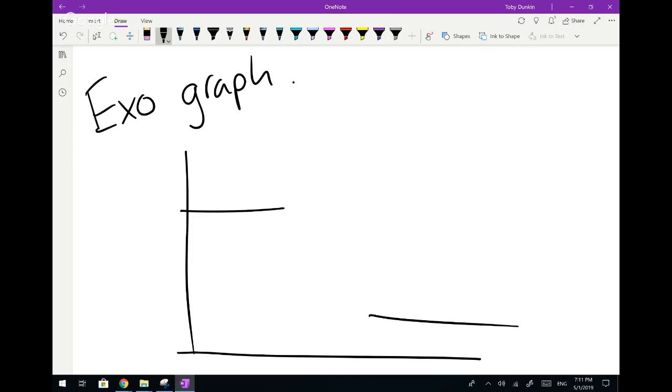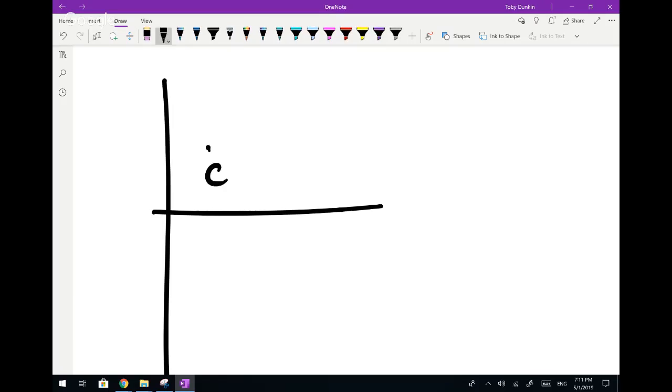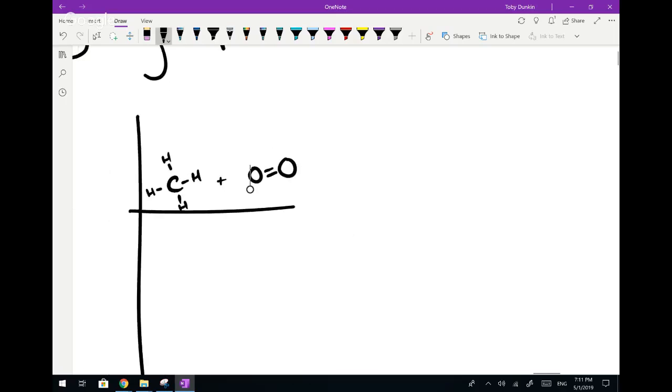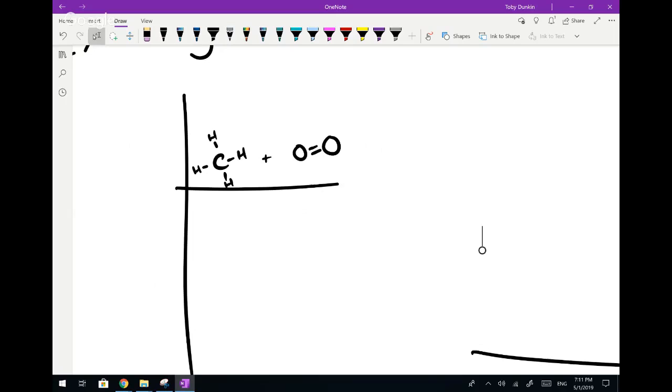This one's going to go down. We know that we're going to start off with the reactants. Let's have a look at what they look like. Let's put in methane. It's always a good point to start. And we're going to add oxygen to it. And first of all, we're going to take all of those compounds.